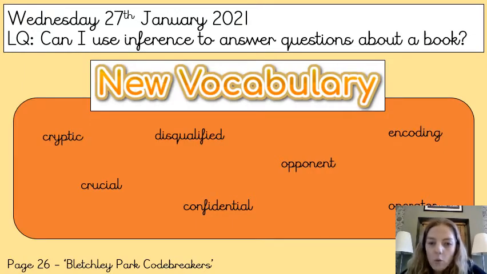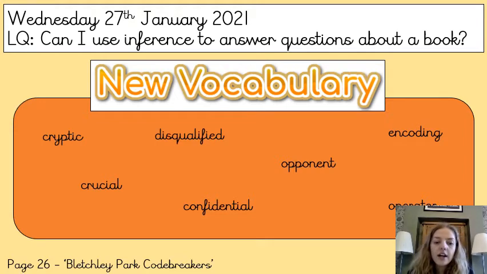Now, today's learning question is, can I use inference to answer questions about a text? So now that our brains are warmed up, we're going to visit some new vocabulary that we're going to come across in today's piece of writing. So have a look at the words, see if you can pronounce them before I tell you what they mean, and then I'll explain the meaning of those words, okay? So, cryptic, the first one. Cryptic means that it's a little bit puzzling, that you need to figure it out, okay? So cryptic is a puzzle that you've got to work out, okay?